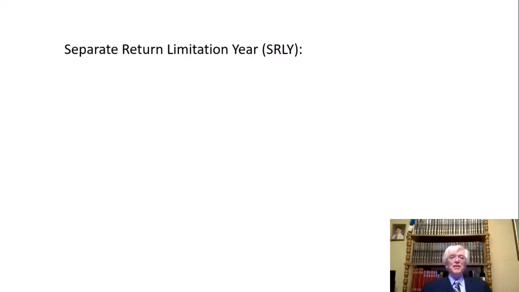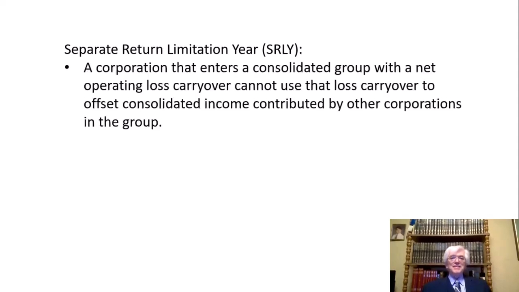Separate return limitation year. This also has to do with net operating losses, but now it's working from the other end. Instead of how much net operating loss do you take with you when you leave a group, this is about a loss that you bring with you when you join a consolidated group. For a corporation that enters a consolidated group with a net operating loss carryover, the rule is you cannot use that loss carryover to offset consolidated income contributed by other corporations in the group.